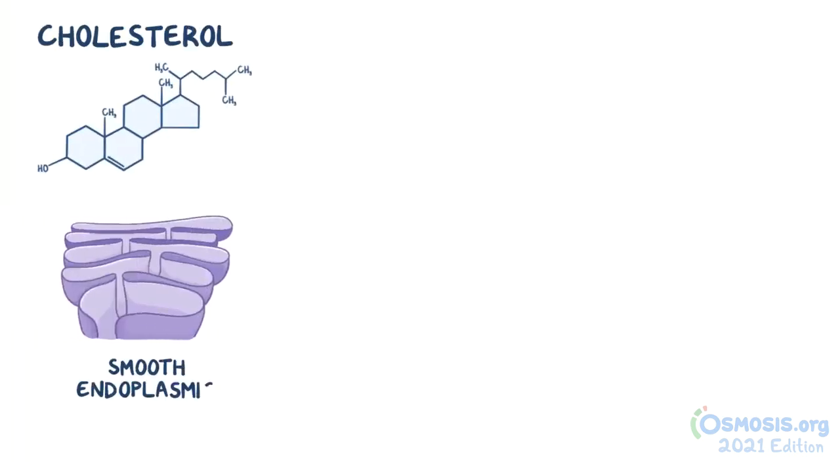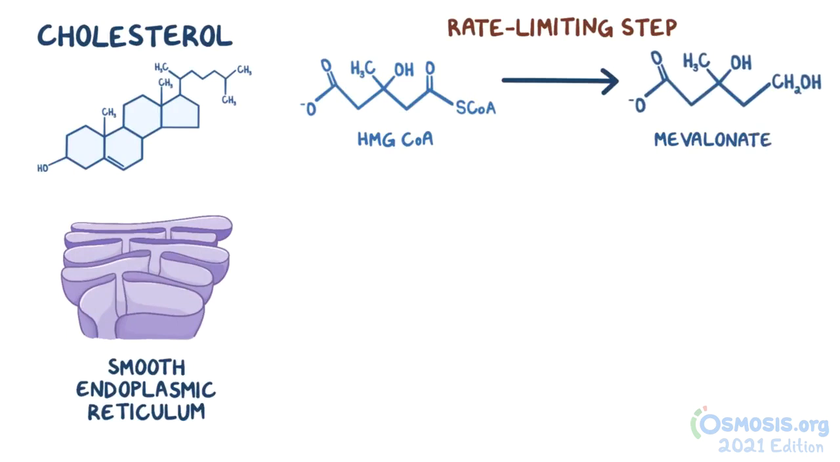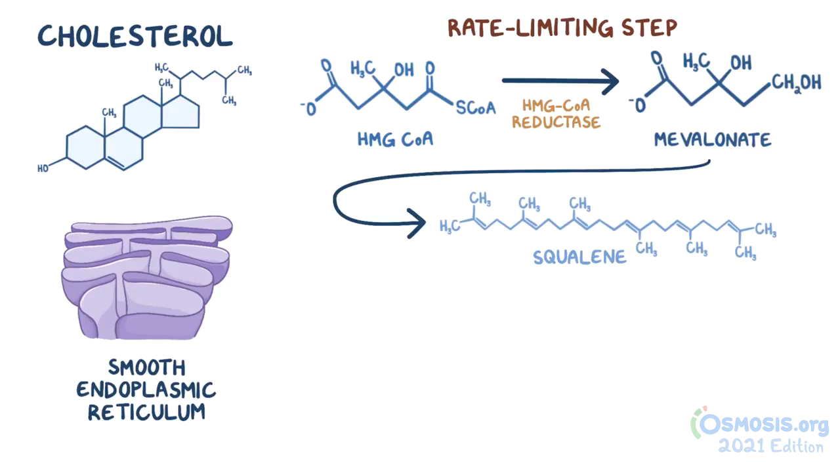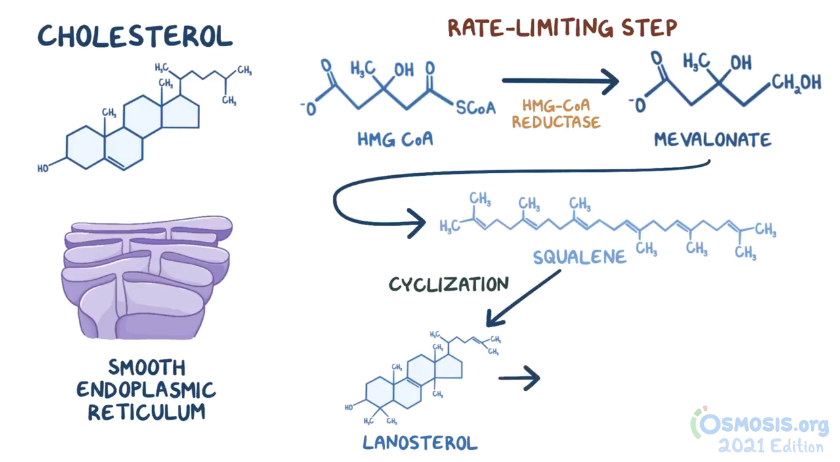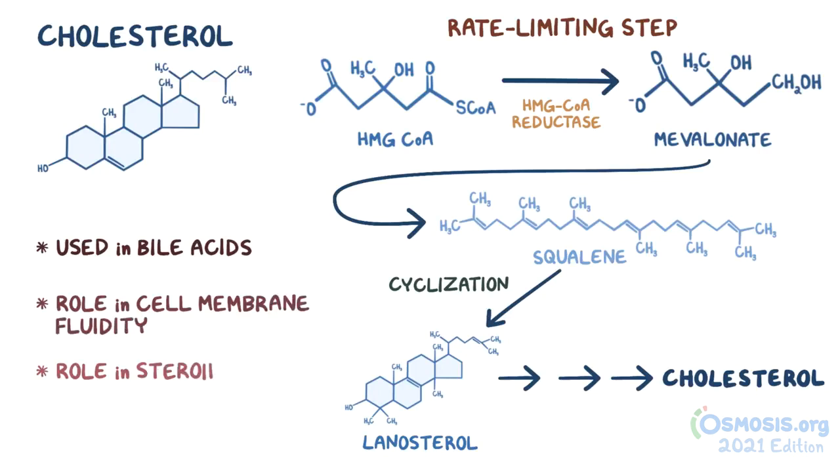Alright, as a quick recap. Cholesterol is made in the smooth endoplasmic reticulum of cells throughout the body. The rate-limiting step of this reaction is the reduction of HMG-CoA to mevalonate, which is done by HMG-CoA reductase. The molecules are combined to eventually form squalene, the last linear precursor in cholesterol synthesis. Squalene undergoes cyclization to become lanosterol, and lanosterol then undergoes several modifications to become cholesterol. Cholesterol is mostly used in bile acids to help with fat digestion, but it also plays a role in cell membrane fluidity and steroid hormone synthesis.